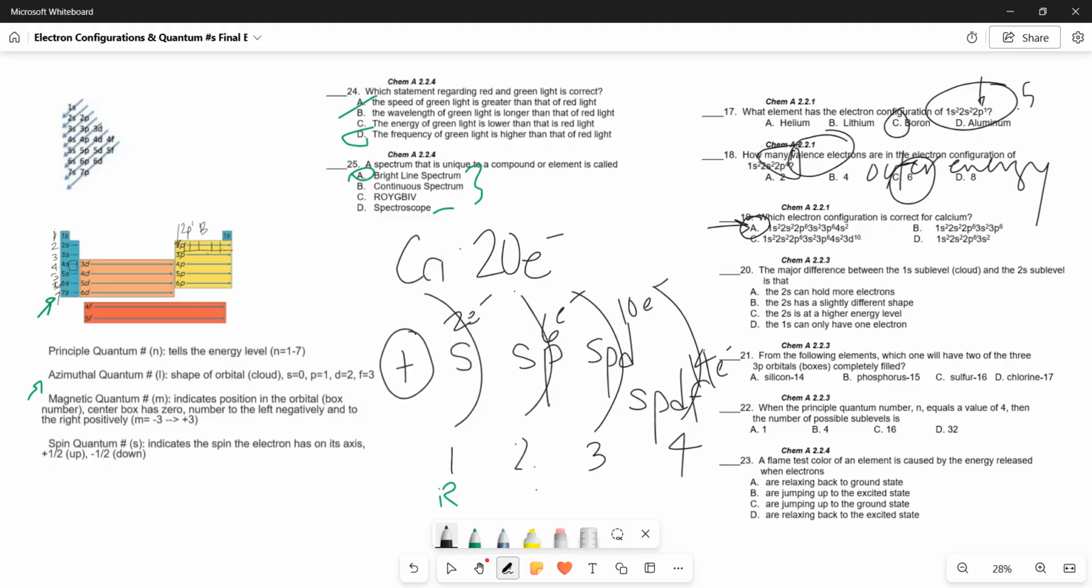The 2s is at a higher energy level. That is true. As we go up energy levels, the energy increases. So that is a true statement. And the 1s can only have 1 electron. That is false. So the answer here is C.